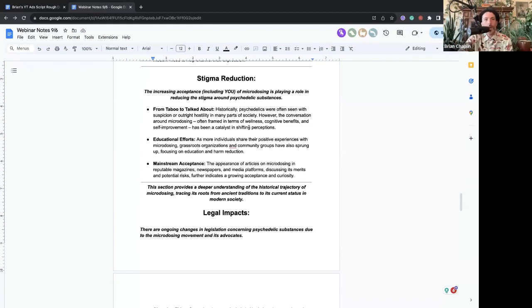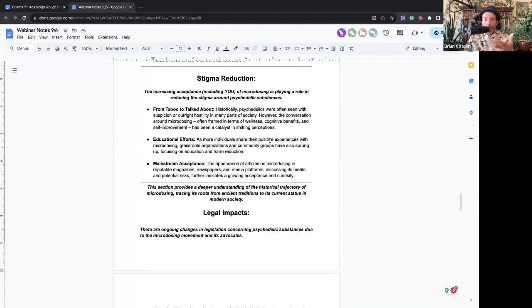Stigma reduction. So the increasing acceptance, right? Acceptance is the answer to all our problems today. Without acceptance, I can find no peace or serenity until I accept people, places, and things exactly as they are in this present moment. I cannot live a life of centeredness, groundedness, and being happy in the present moment. So that includes you all.